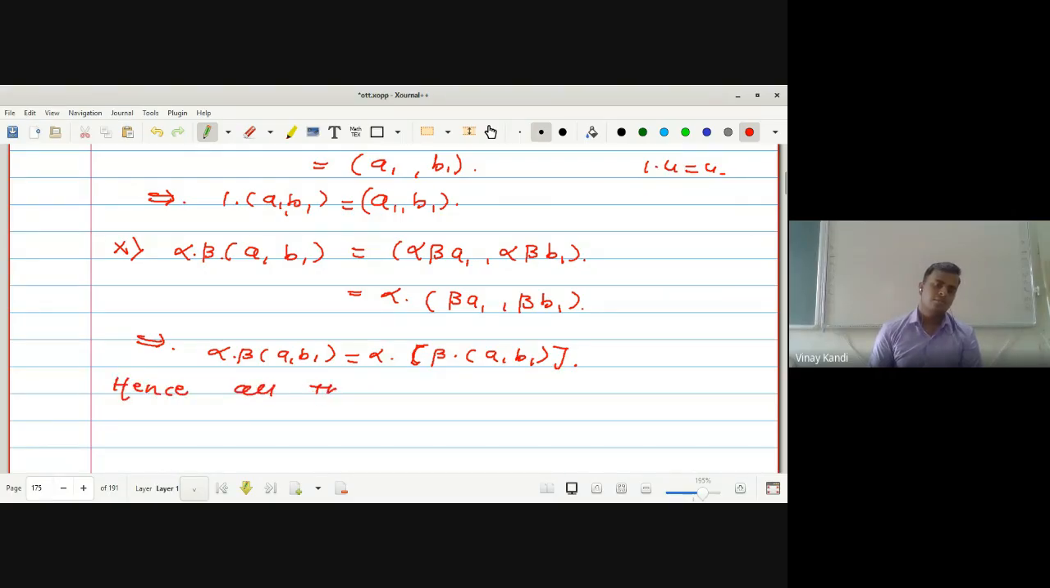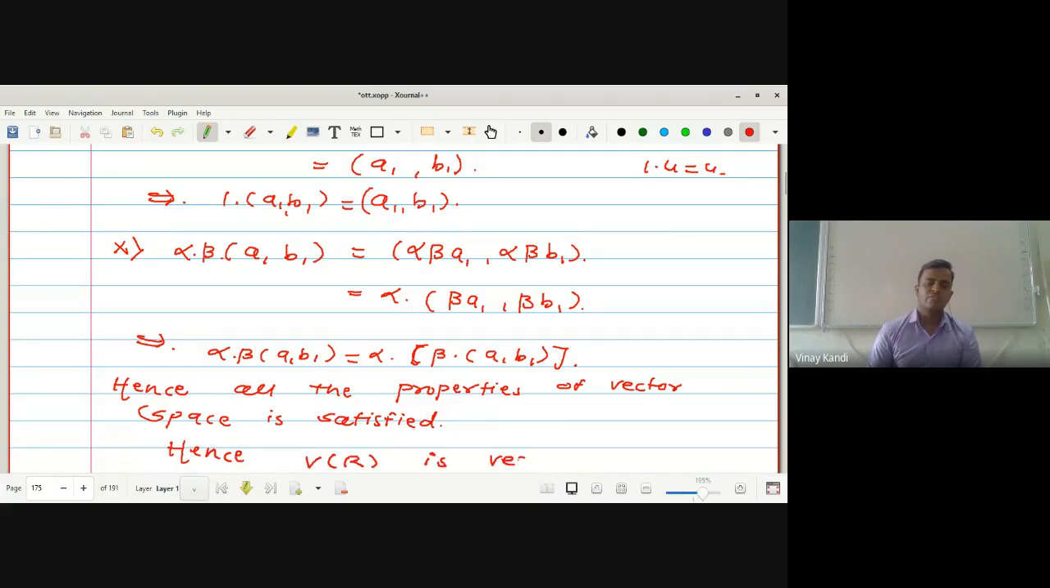Hence all the properties of a vector space are satisfied. Hence, V over R is a vector space. Any doubt up to here?